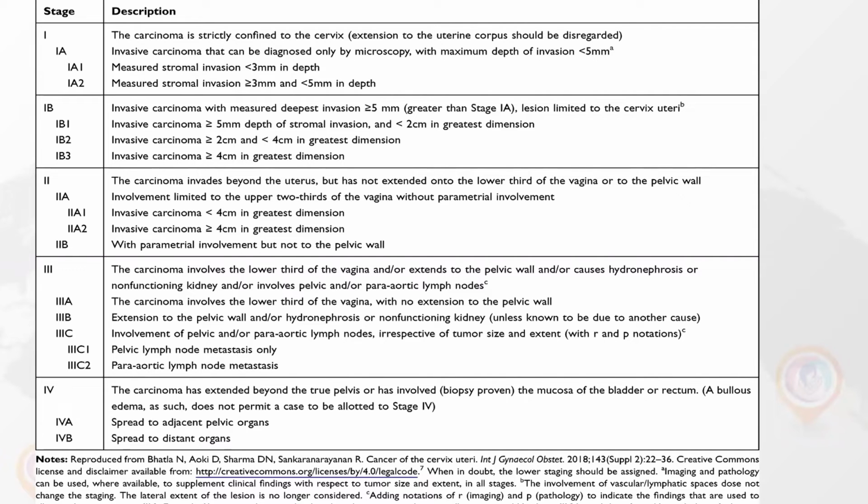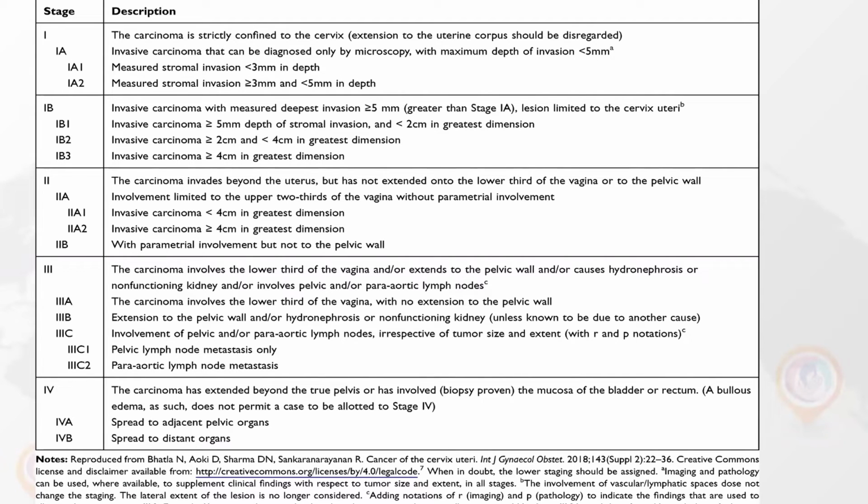Now coming to 1B1. So 1B1 is less than 2 centimeter, the size of the tumor. 1B2 is less than 4 centimeter, and 1B3 is greater than or equal to 4 centimeter. Remember, always greater than or equal to 4 centimeter.